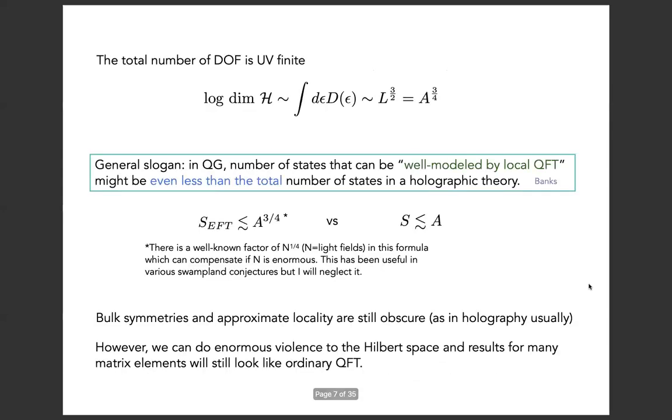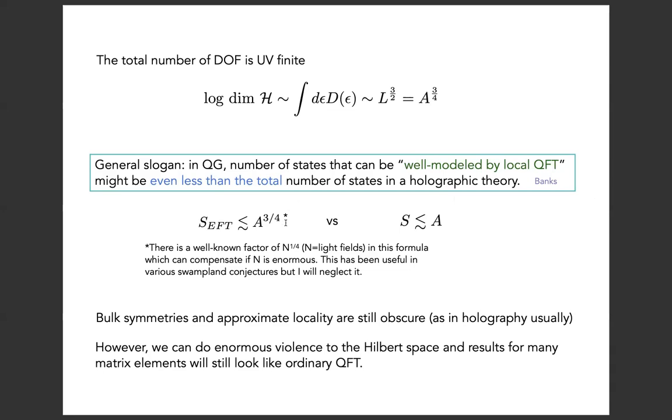Okay. All right. So one thing that results from either treatment, hard cutoffs or from this depletion, is that the total number of degrees of freedom is very UV finite. You integrate that density of states, for example, and you get an A^(3/4). And so the general slogan, which was articulated by Tom, is that in quantum gravity, the number of states that can be well modeled by local quantum field theory might be much, much less than the total number of states in a holographic theory. So we get this sort of entropy bound in effective field theories of A^(3/4) versus a holographic bound of order A.